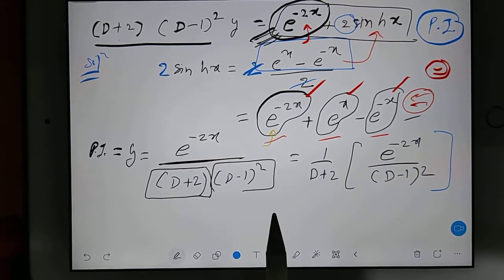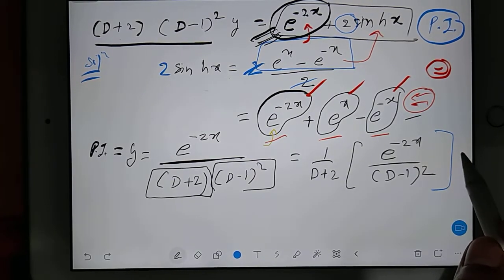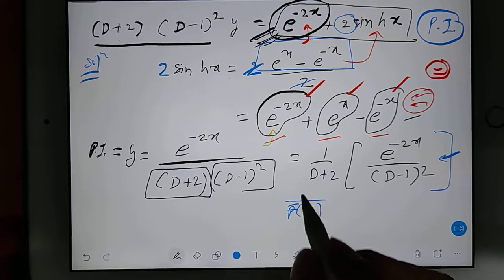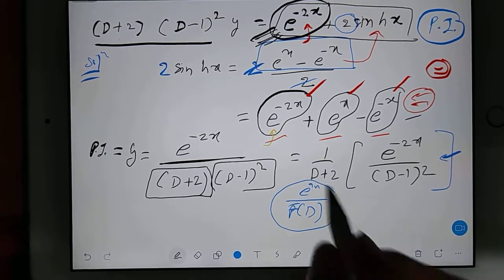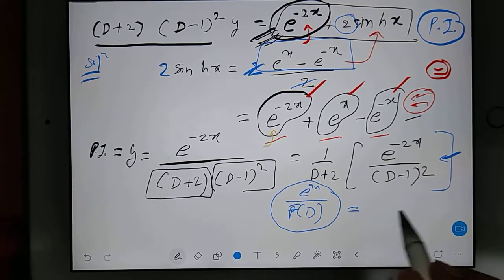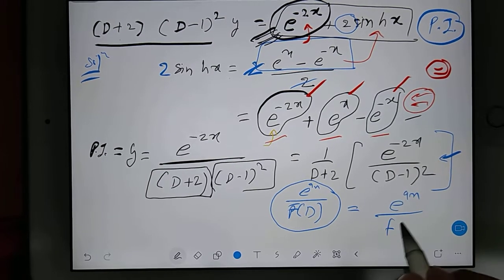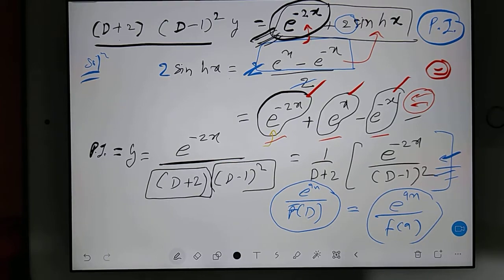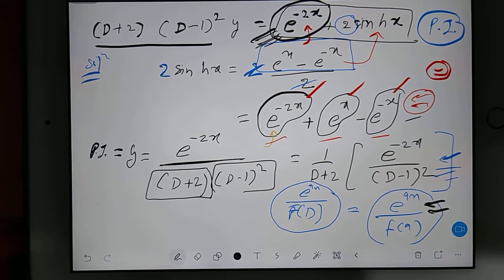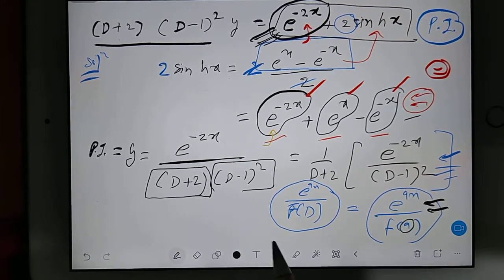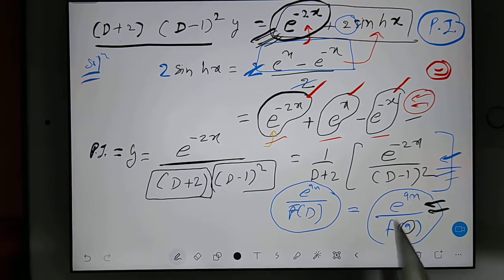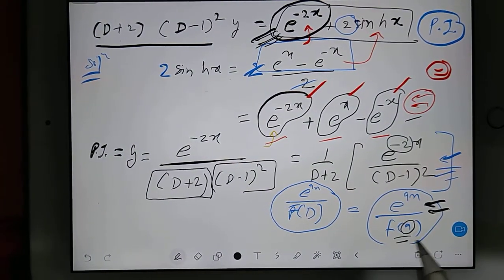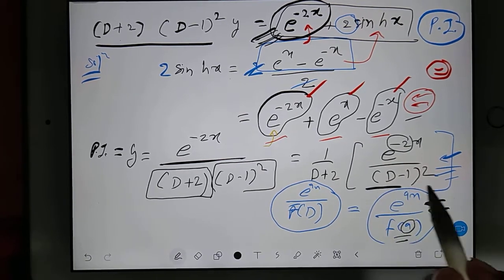Now after this, what to do? You know one thing, whenever we have f(D) with e power ax, for this we used to have a direct answer. And what is our direct answer? e power ax divided by f(a), right? This is our direct answer for this much part. Okay, let's understand whether we have a direct answer or not for this. So what is your f(a) value? First of all, what is your a value? a value is minus 2, correct? Then what is your f(a) value? f(a) value is nothing but this is your f(D) value.